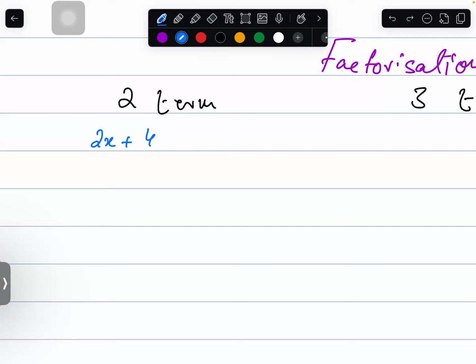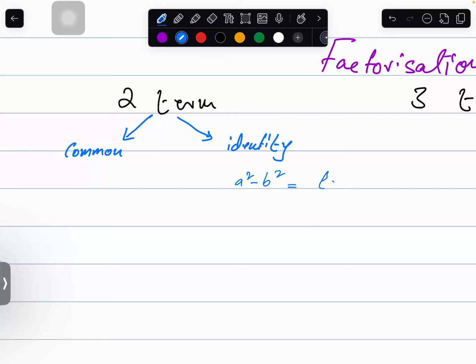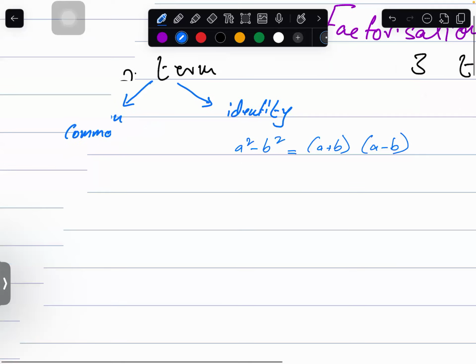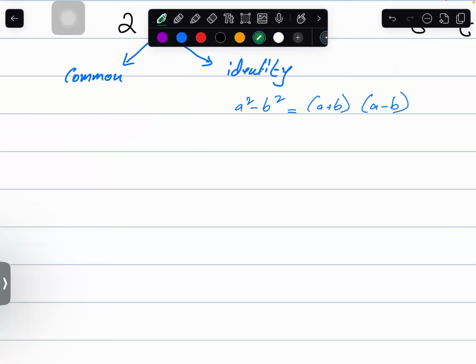All right. Now in two term factorization, there are two things that you have to deal with. One is common, where you have to just take common between two terms, and the second one is identity, where there is a formula that is being applied. Now, for the identity, there is this very simple formula, that is a square minus b square is equal to a plus b and a minus b.